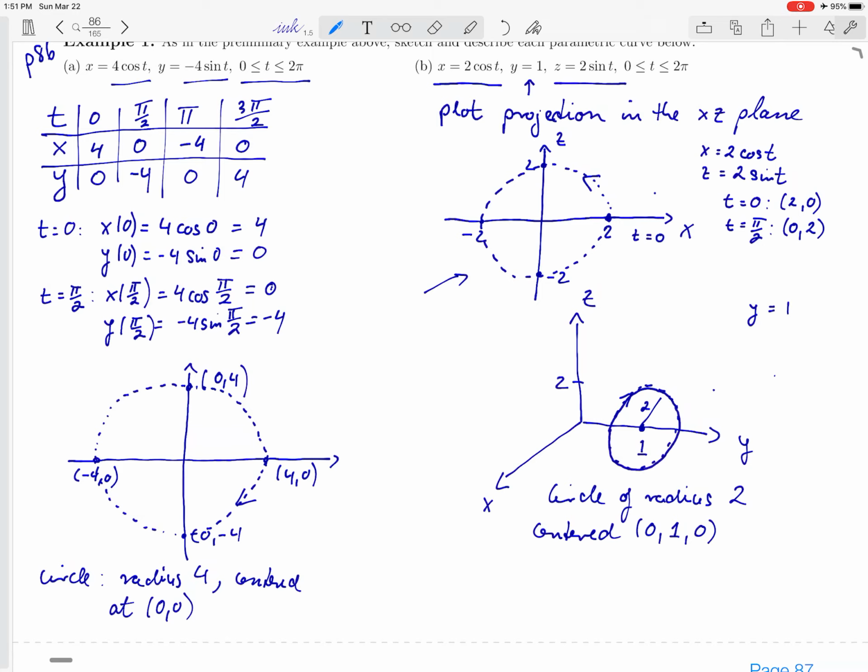We started at the positive x-axis and moved towards the z-axis. And so if you are imagining that you are standing on the positive y-axis and looking in this direction towards the circle, then it is oriented clockwise. So this is oriented clockwise when viewed from the positive y-axis.